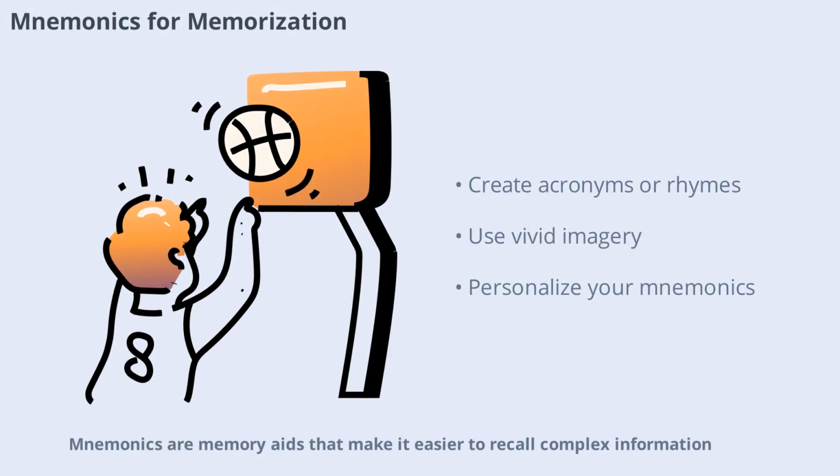Mnemonics are memory aids that make it easier to recall complex information. In anatomy, they're especially useful for remembering lists such as the cranial nerves or carpal bones. Create acronyms, rhymes, or stories that link facts together in a memorable way.